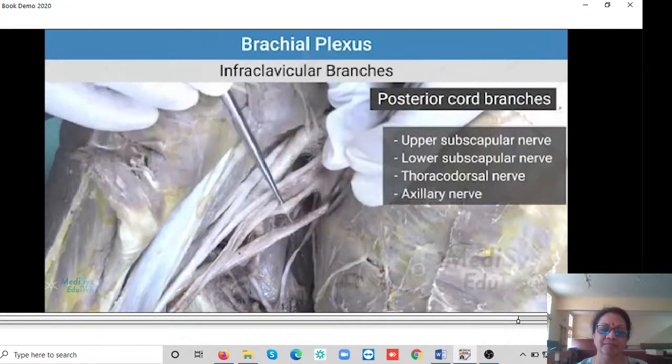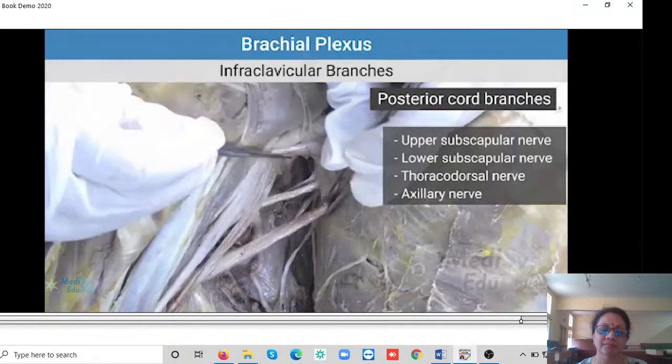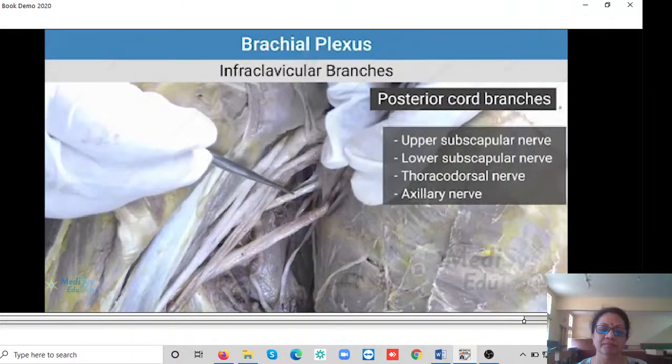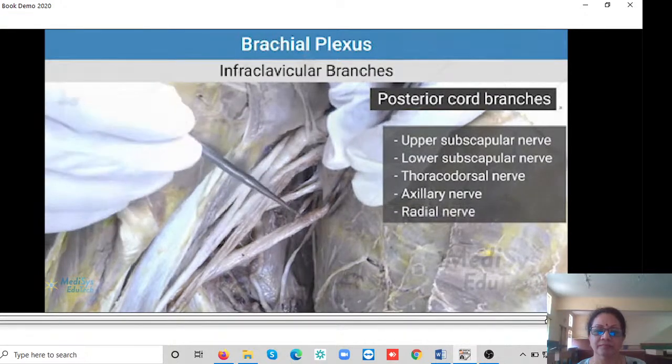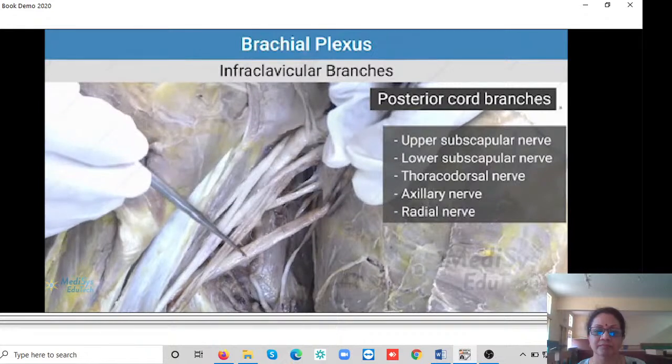Then we have the axillary nerve. Axillary nerve lies behind the third part of axillary artery and on the lateral side of radial nerve. The axillary nerve passes along with posterior circumflex humeral vessels through quadrangular space. This is the radial nerve. Radial nerve is the continuation of posterior cord of brachial plexus and the largest branch of brachial plexus.